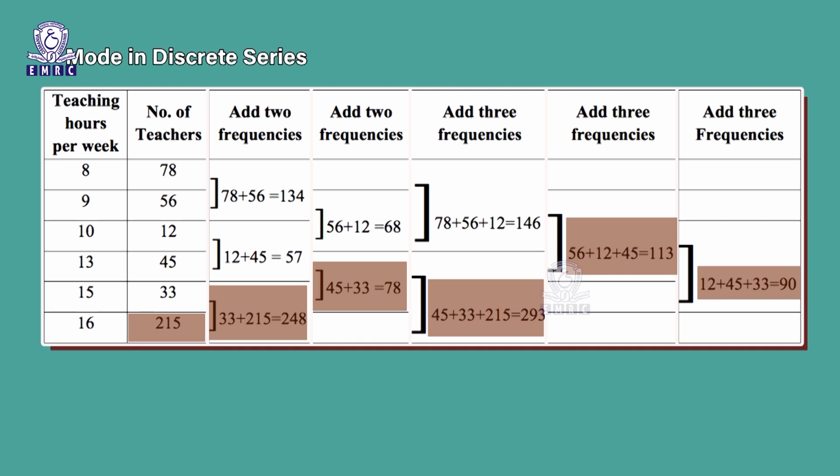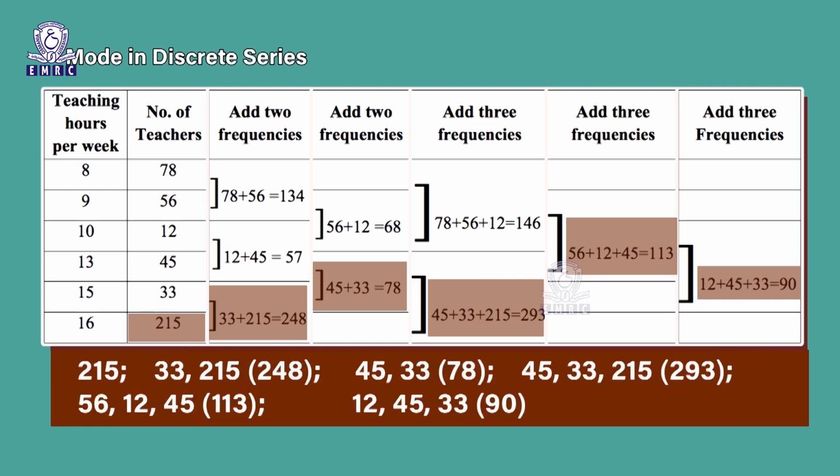The next step is to identify the combination of these numbers. 215, 248 is the combination of two frequencies, that is 33 plus 215. So, we are going to write 33 comma 215. 78 is the combination of two frequencies, that is 45 plus 33. So, we are going to write 45 plus 33. 293 is the combination of three frequencies, 45 plus 33 plus 215. So, we are going to write 45 comma 33 comma 215.